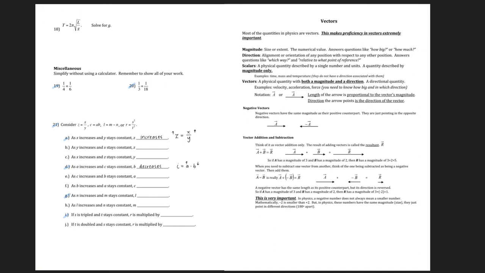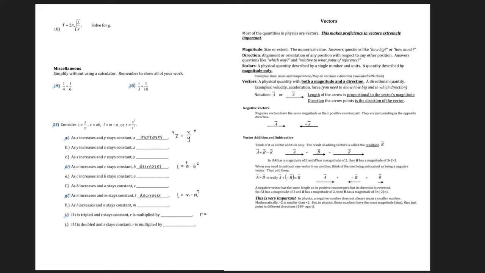Moving on to G, as n increases and m stays constant, what happens to L? L is equal to m minus n. N is the thing that's increasing. We're subtracting a bigger number, which is going to decrease our overall number, our result. Okay, so if m stays the same, m is 1, and we are subtracting a bigger number from 1, we're going to decrease our result.